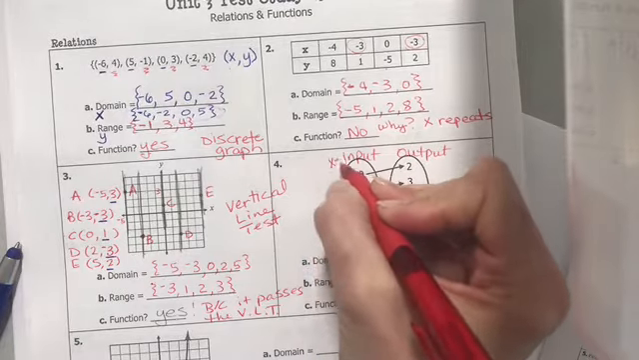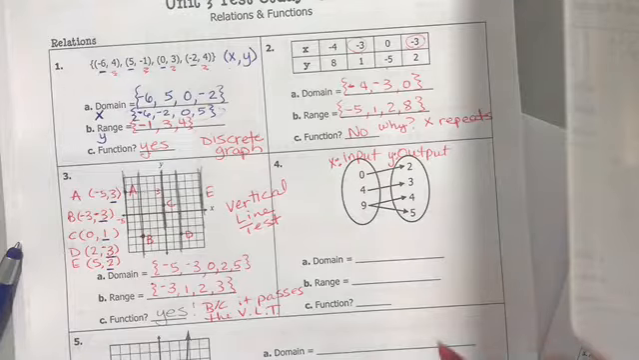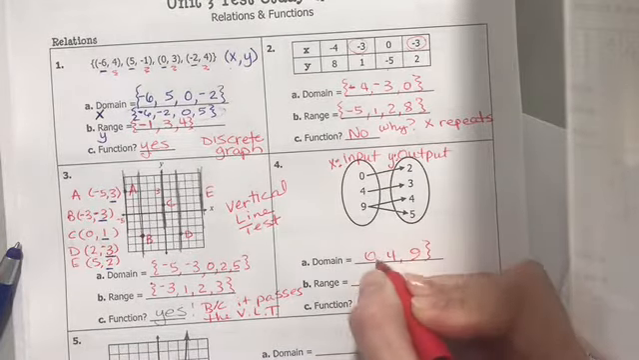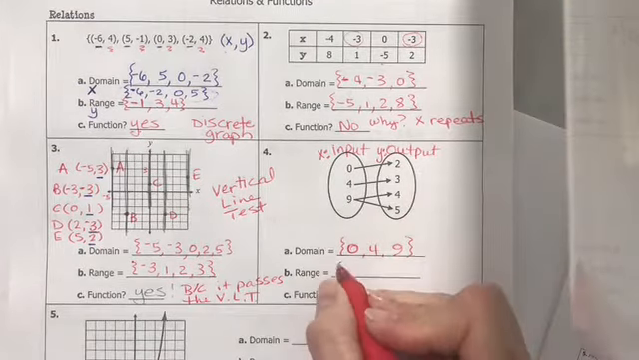All right, this one right here, my domain is, this is your input, and this is your output. X is always the input, and Y is always your output. So our domain is 0, 4, 9. And our range is 2, 3, 4, 5.